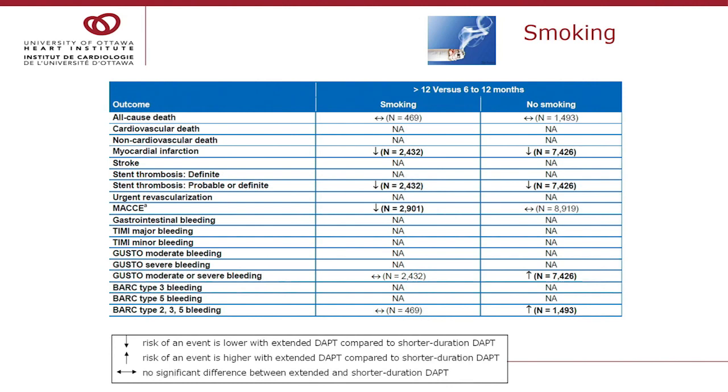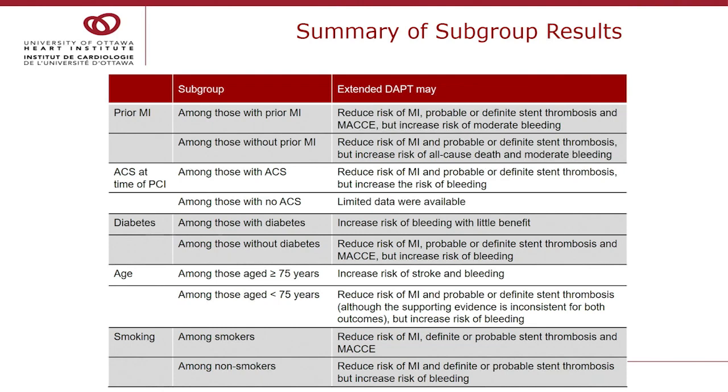Okay. So let me provide you with a summary of this whole thing. Prior MI. Among those with prior MI, you're going to get a reduced risk of MI, a probable or definite reduction for stent thrombosis and MACE, but an increase of moderate bleeding. Among those without a prior MI, you'll see again a reduction in MI, stent thrombosis, but an increase in all-cause death and an increase in moderate bleeding.